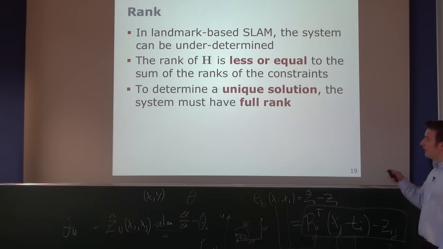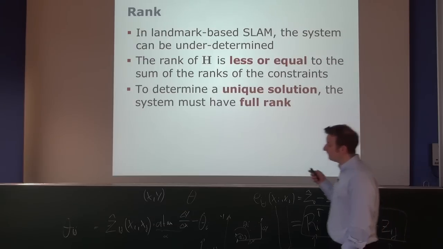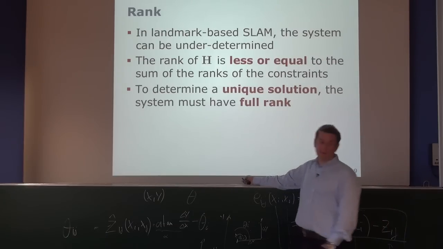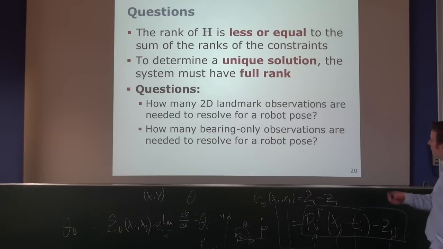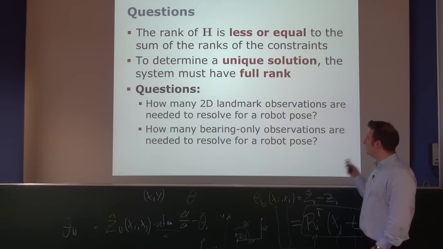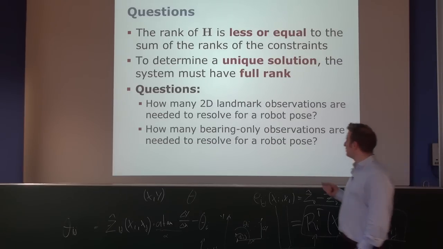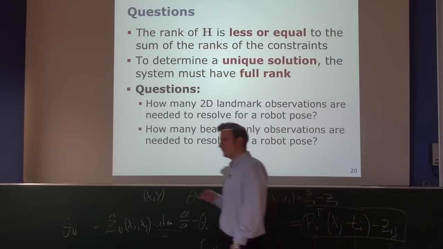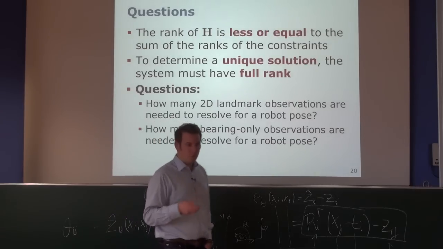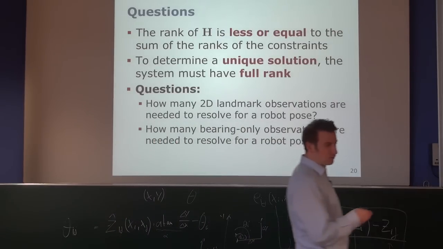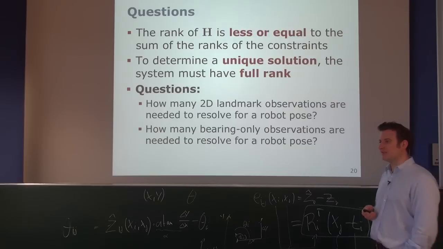So we need to make sure we have enough observations in order to actually find a solution. I mentioned that before: how many 2D observations do we need to resolve a single robot's pose? So we have a single pose of a robot, and how many landmarks do we need to see to know where the robot is, if we have a delta x, delta y observation?